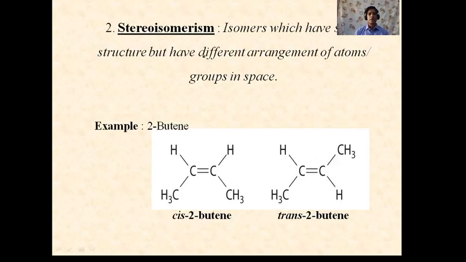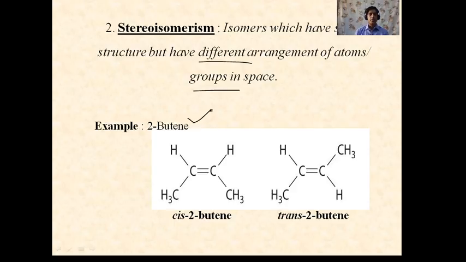Stereoisomerism is basically related to the different arrangement of atoms or groups in space. It means two stereoisomers have the same molecular formula. They also have the same structural formula. It means they have the same bonding pattern. But what is the difference between the stereoisomers? They have different spatial arrangement of their atoms or groups.